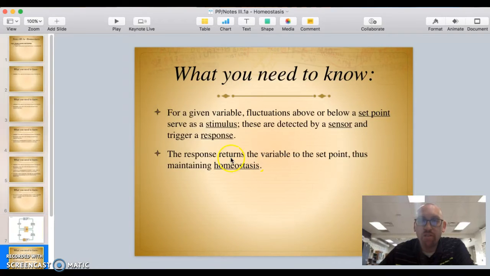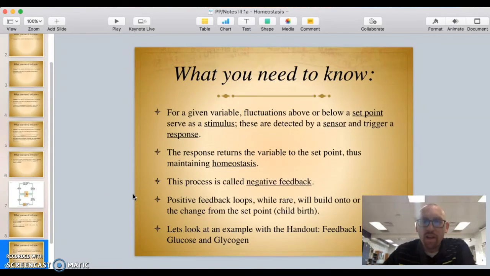And what we call these, all right, is negative feedback loops. Okay, the response returns the variable to the set point. That's called homeostasis, to keep you balanced. The process, how it does this, is called a negative feedback. The reason it's called a negative feedback is because you're going against the stimulus.